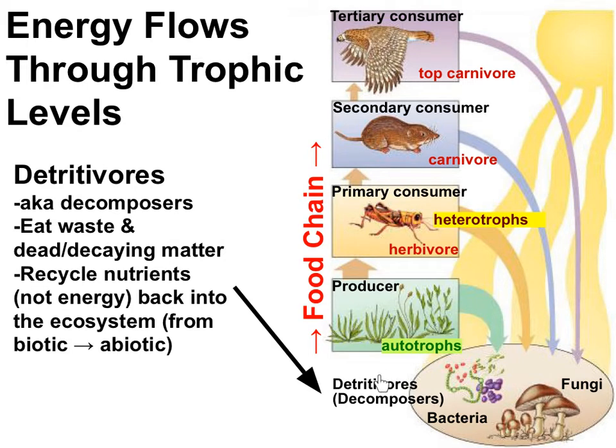Last, but certainly not least, are the detritivores, which are also called decomposers. Decomposers eat waste from all organisms of all trophic levels, and also when organisms die or their parts die and fall off, the decomposers eat that too. Detritivores play a huge role in the ecosystem as nutrient recyclers. Often, decomposers put nutrients back into the soil or back into the atmosphere so that producers then can bring the nutrients back into the food chain. It's important to note that although decomposers can recycle nutrients, they can't recycle energy. Now remember, that's because nutrients cycle and energy flows.